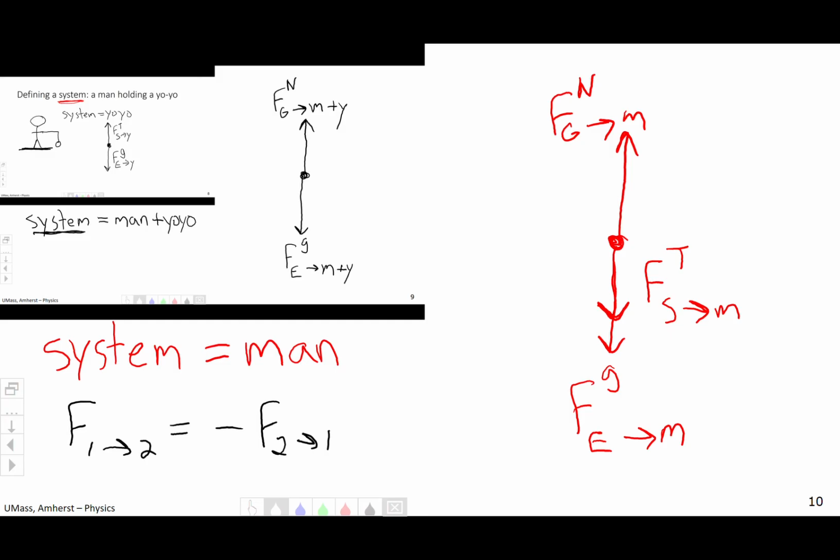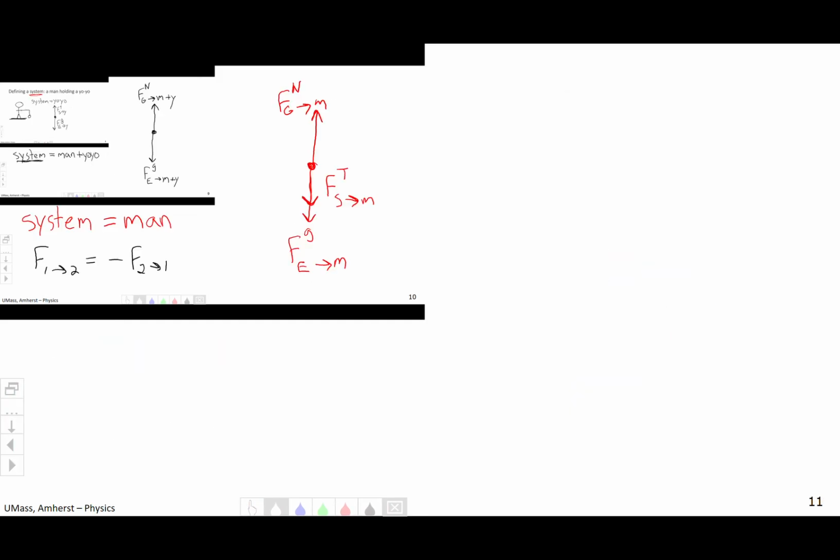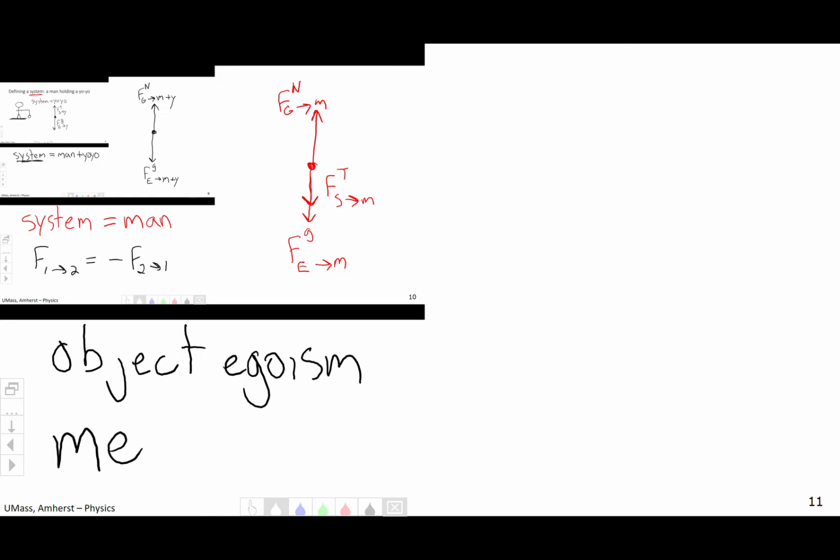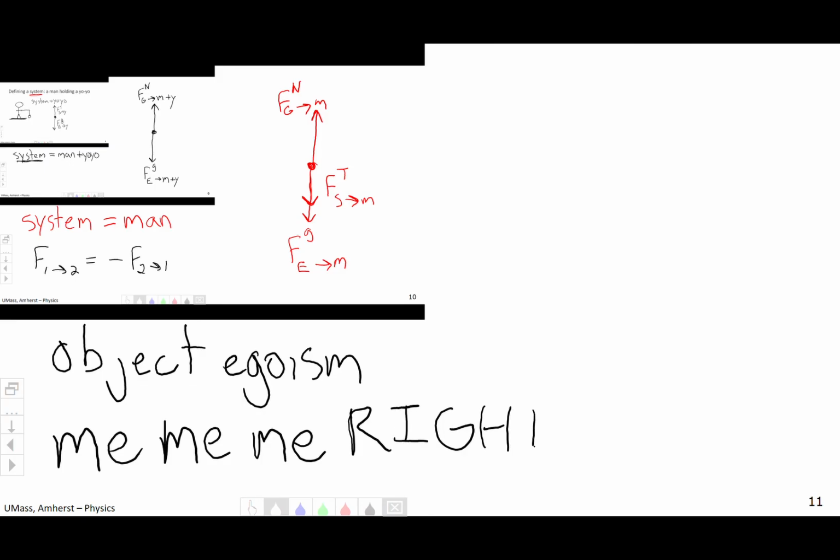And this is a word you'll hear me say a lot. Object egoism. And what that means is, me, me, me, right now. All I care about is what is happening to me at this very moment. I don't care what happened to me before. I don't care what's going to happen to me later.